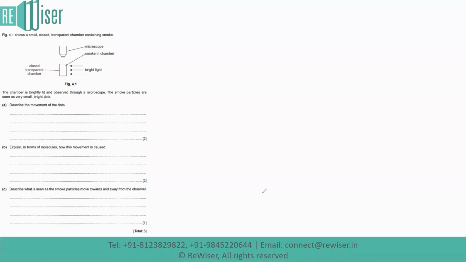Let's have a look at the next question. Figure 4.1 shows a small closed transparent chamber containing smoke. The chamber is brightly lit and observed through a microscope. The smoke particles are seen as very small bright dots. Describe the movement of the dots.